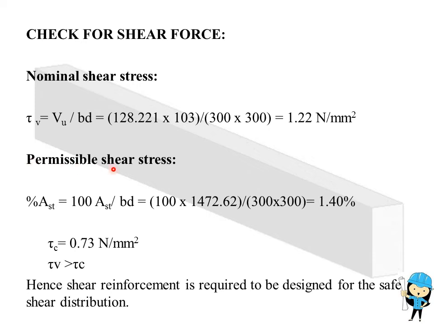Next is permissible shear stress, that is percentage Ast, which is equal to 100 Ast divided by B into D. So we know all the values, we are substituting them, and we get the answer as 1.40%. Therefore, tau C is equal to 0.73. So we are comparing the values of tau V and tau C. Tau V is greater than tau C, hence shear reinforcement is required to be designed for the safe shear distribution.